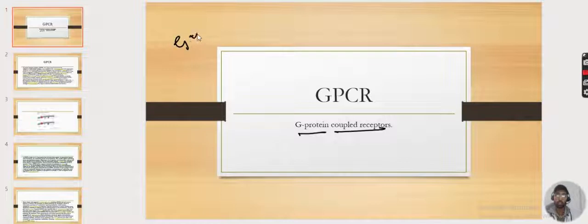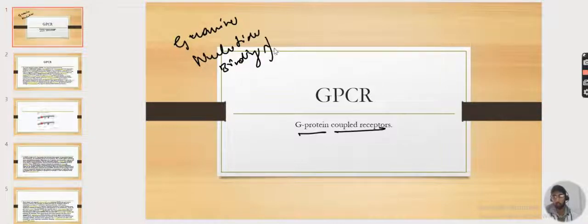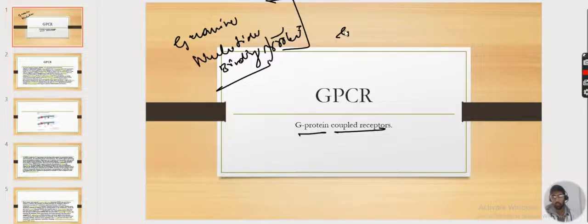So these are guanine nucleotide binding proteins. In short form, it is known as G protein. So we got to know about G protein. Coupled receptors means this is associated with the G protein. Guanine nucleotide binding protein. Clear? So what are receptors?